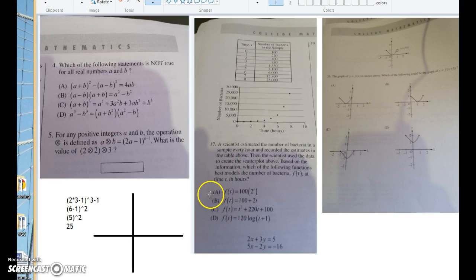Well, luckily, we found our answer. It's the first one. It's an exponential starting at 100. That's the starting value. And 2 to the t power means it doubles in size every time. And it doesn't look like it exactly doubles in size every time, but it's pretty close. So, not so bad.